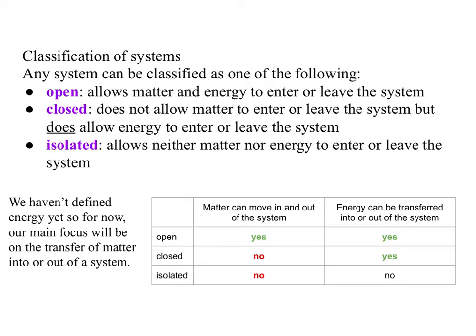Any system can be classified as one of the following. It can be open or closed or isolated. An open system allows matter and energy to enter or leave the system. A closed system does not allow matter to enter or leave the system, but does allow energy to enter or leave the system. And an isolated system allows neither matter nor energy to enter or to leave the system. I tried to make that a little bit more concise in this little chart over here, but we're basically saying from open to isolated is getting more and more restrictive on how it interacts with the outside world.